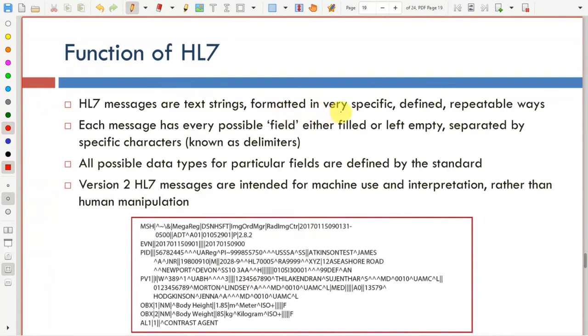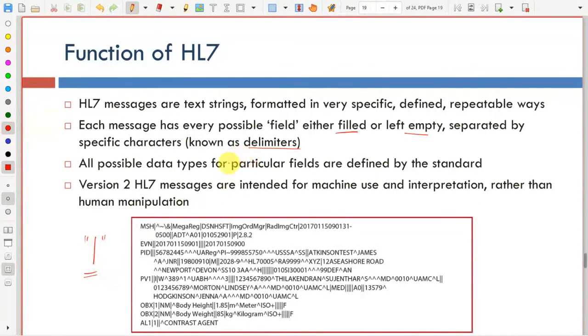But they are formatted in very specific, defined, and repeatable ways. You have to write the message in a very well-defined manner in order for it to be valid. Each message has every possible field either filled or left empty, and separated by specific characters called delimiters. For example, here the delimiter used is this character here. You can see it separating different things. You don't really understand what they mean, but you can tell they are different because they look different. This is not the only character that can be used; you can use other characters as well.